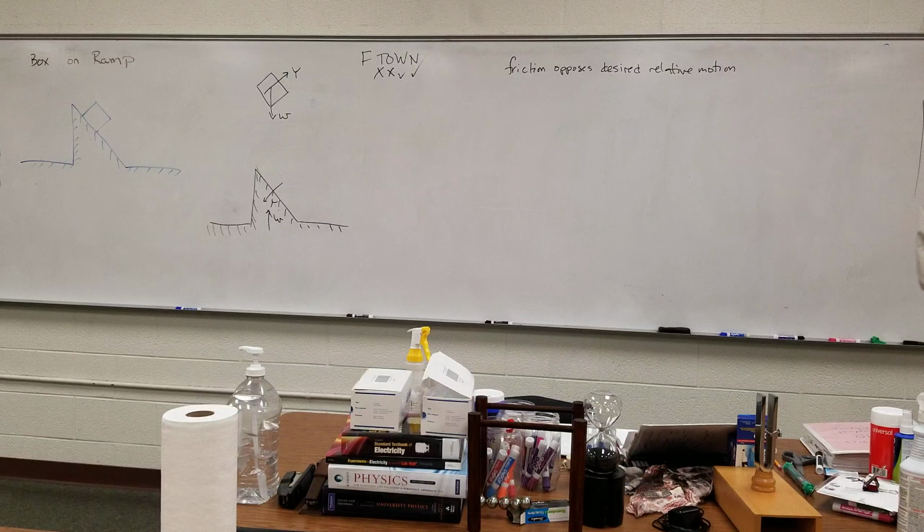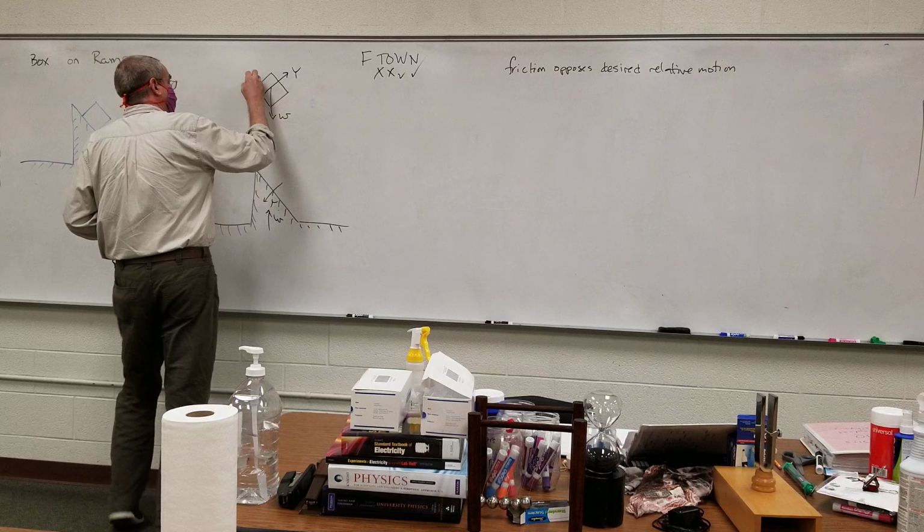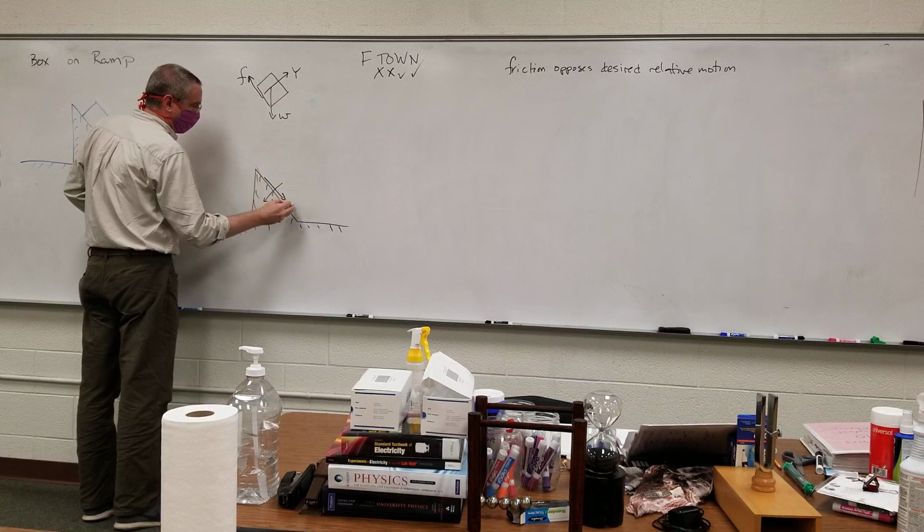And what I mean by relative is the box is going to move relative to the ramp. So from the ramp's point of view, which way is the box going to go? Which way is friction therefore going to act? Up. Opposite, yep. So friction is going to act this way on the box and this way on the ramp.